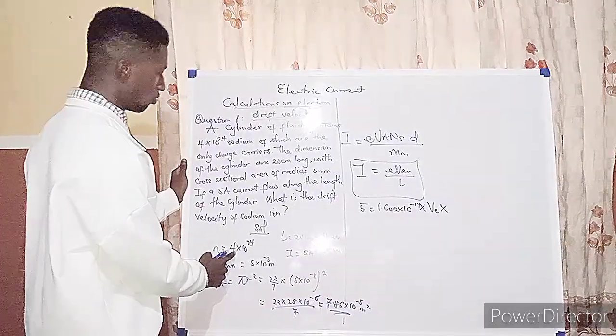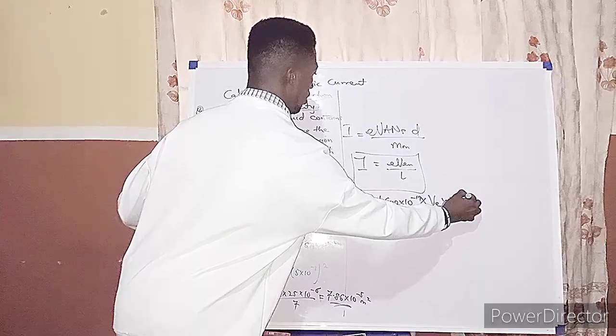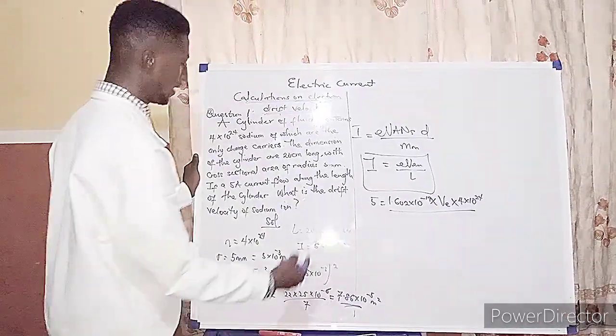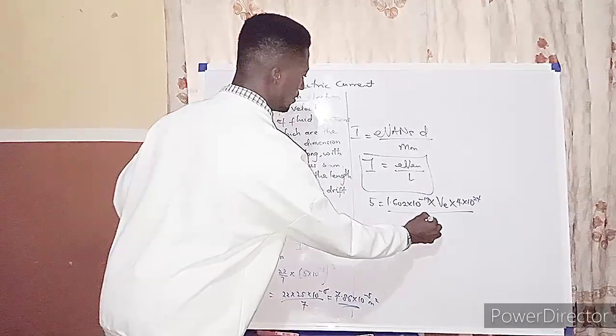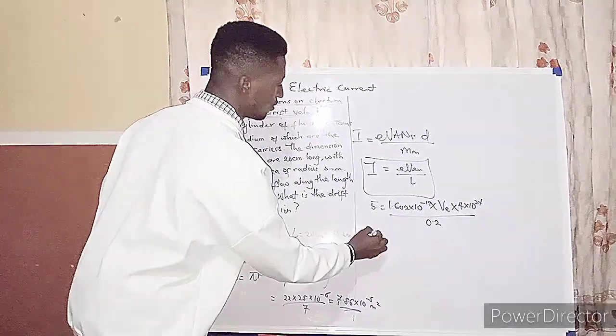N is your number of atoms. What do you have as number of atoms? That is 4 times 10 raised to the power 24, all over, what is our L? L is our length. And what do you have as the L? Length, 0.2. We all know that when we cross multiply, we have it already to be what?